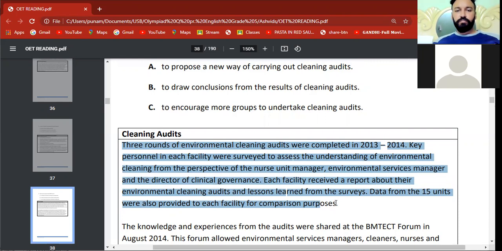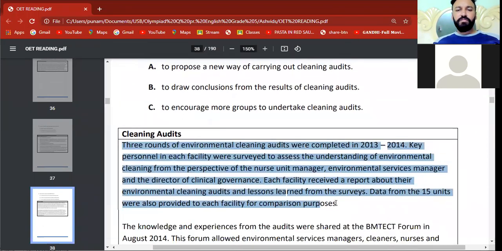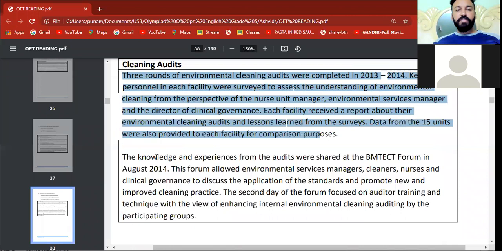Each facility received a report about their environmental cleaning audit and lessons learned from the surveys. Data from the 15 units were also provided to each facility for comparison purposes. Okay, did it help anywhere? No, sir. Okay, so this is good news. If it did not help, it means the answer is going to be here now.